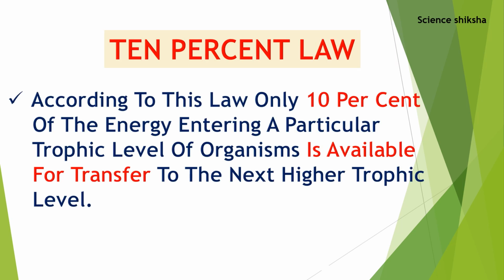We have seen that during the transfer of energy through successive trophic levels in an ecosystem, there is a loss of energy all along the path. This transfer of energy is given by the 10% law. According to this law, only 10% of the energy entering a particular trophic level of organisms is available for transfer to the next trophic level.